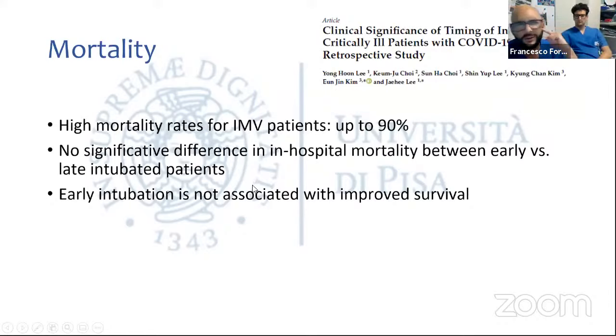But I think that also in this field, the less is more. So we should try to prevent intubation in this type of patient.